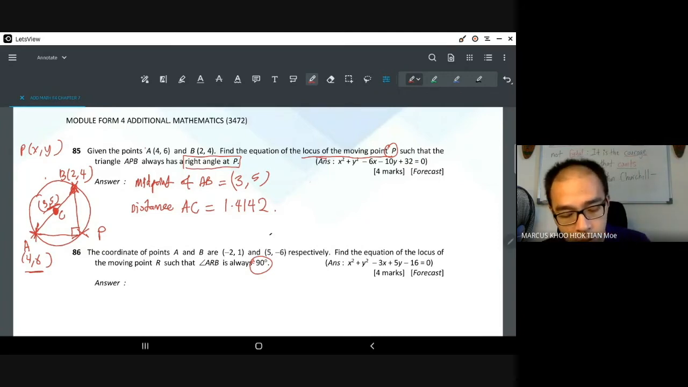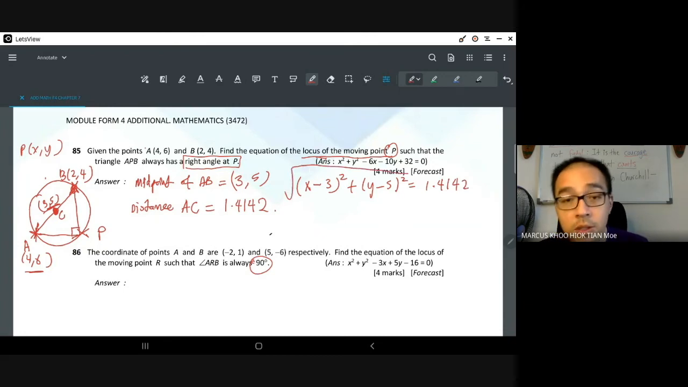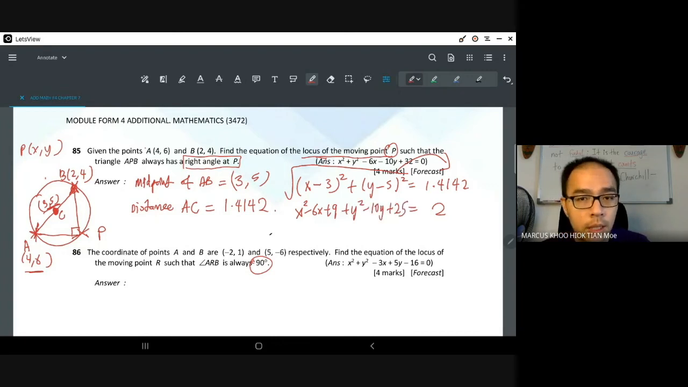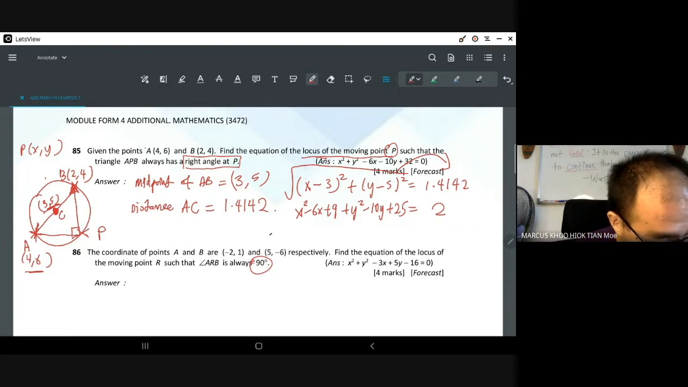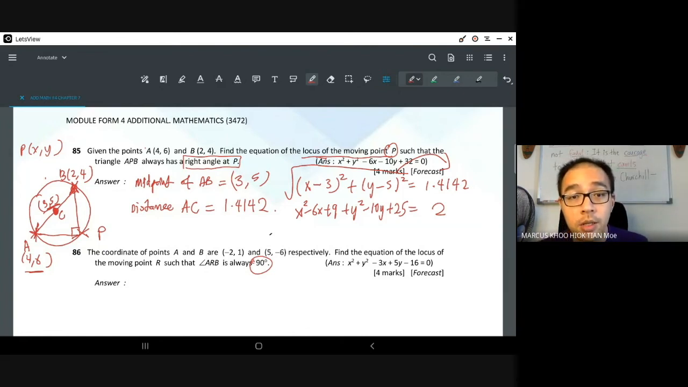So we can do square root of (x minus 3) squared plus (y minus 5) squared equals 1.4142. The first thing you do is move the square root across, same thing. This will actually give you 2. This will be x squared minus 6x plus 9 plus y squared minus 10y plus 25 equals about 2 lah.